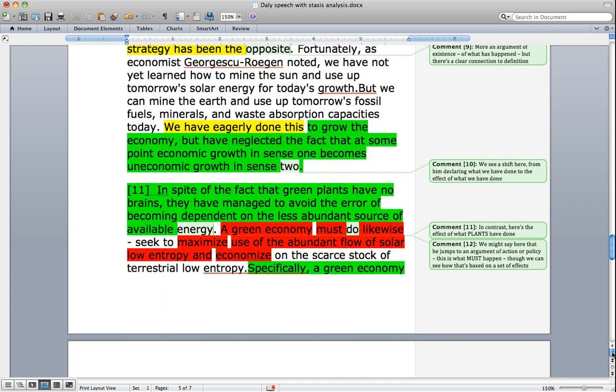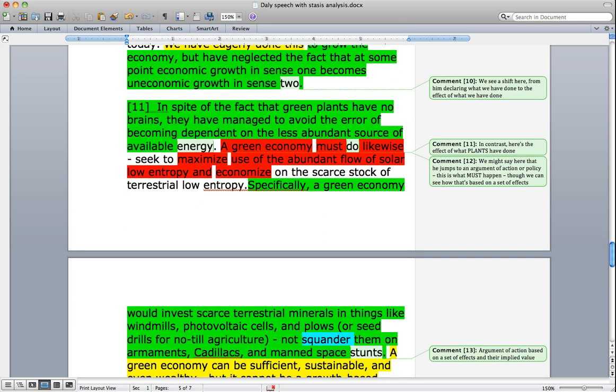And then going on in the next paragraph, he says, in spite of the fact that green plants have no brains, they have managed to avoid the error of becoming dependent on the less abundant source of available energy. So I've said here, in contrast to what we as humans have done, he's saying here's the effect of what plants have done. And then he jumps, I think, pretty quickly into an action argument. This is what a green economy must do. A green economy must do likewise, seek to maximize use of the abundant flow of solar low entropy and economize on the scarce stock of terrestrial low entropy. And so he's saying this is what must happen. Here's the action that he's arguing for.